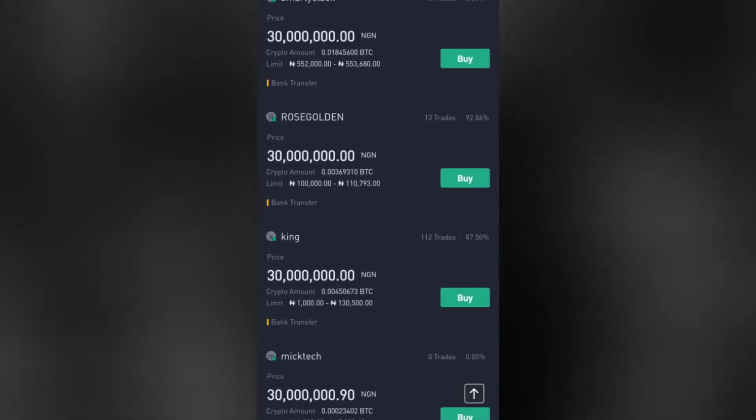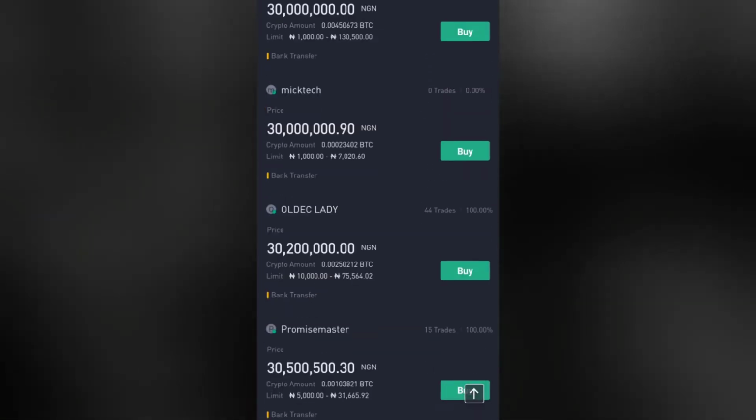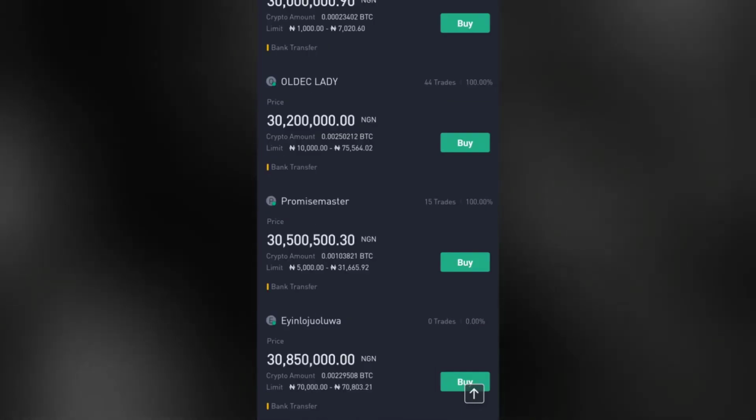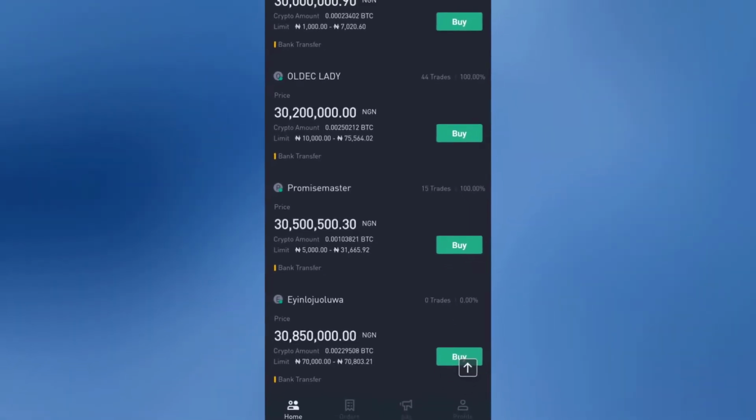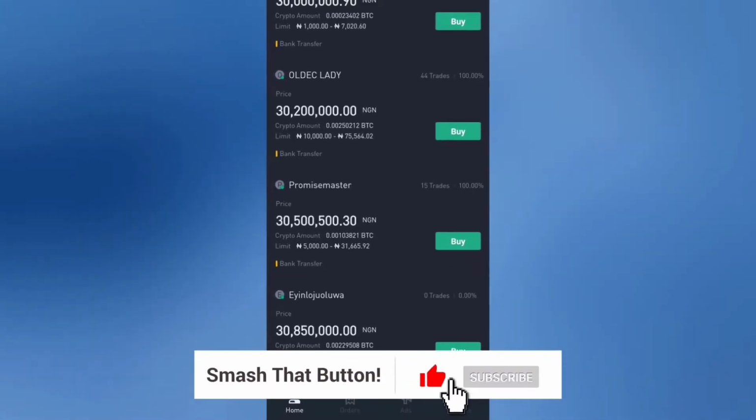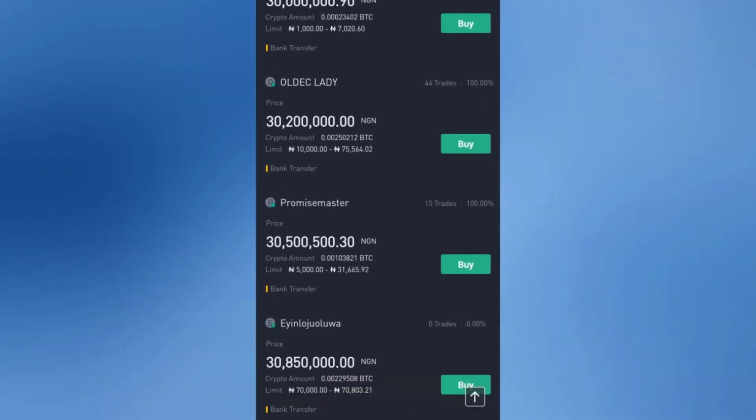But the thing is that the higher you go above the market price, the less likely you are to make a sale, except if and when the market starts getting to your price. So when the market starts getting closer to the 30 million naira price, then you can start getting a sale. It's totally up to you. If you want to sell it that way, it's totally fine. I'm also going to show you exactly how to do that.